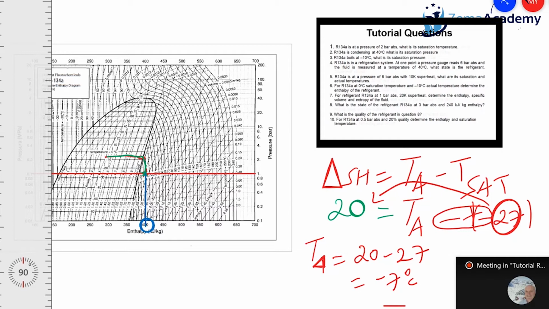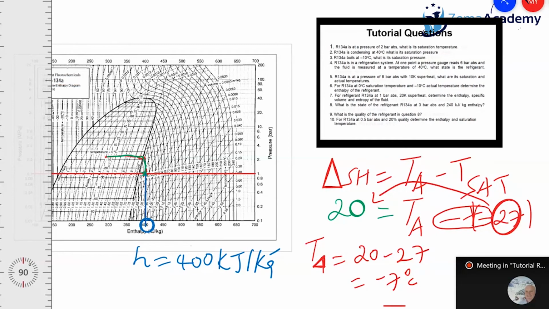The question says, what is the enthalpy, specific volume, and entropy of the fluid? So enthalpy is around 390, between 390 and 400. You can give me any values. I think I went with 400. So our H is 400 kilojoules per kilogram.